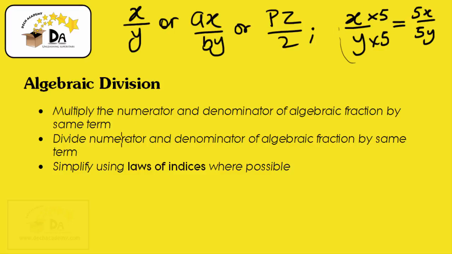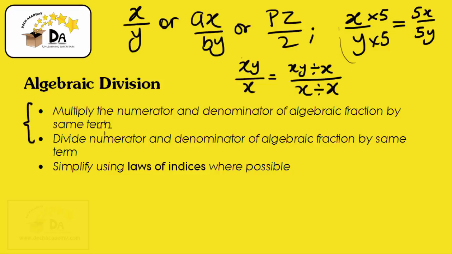You can also divide the numerator and the denominator of an algebraic fraction by the same term. So say we have x over 4, or let's say we have xy over x. We can say, let's divide the numerator term by x and also divide the denominator term by x. It's a valid operation, and you'll see how they come in handy shortly. But essentially, when you're carrying out algebraic division problems, you usually need to simplify your expressions, and you can use these two techniques I just discussed to simplify algebraic fractions.